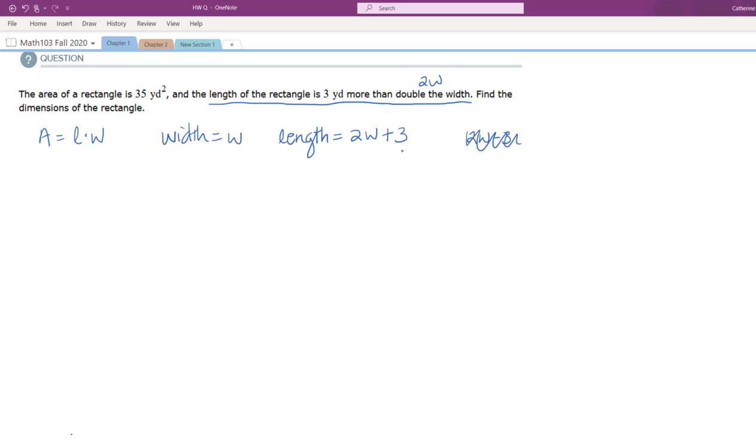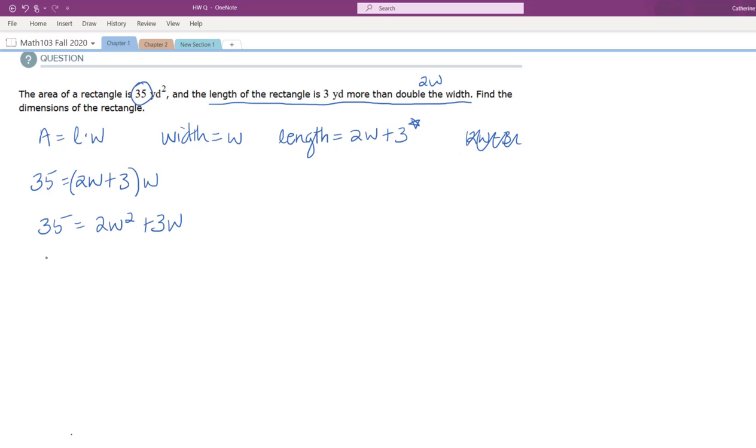So now that's kind of like the crux of the problem, because everything else is going to go sort of like clockwork from here. We're told the area is 35. We have an expression for our length, which is 2W plus 3, and we're just using W for the width. So let's distribute this and clean it up and see what we've got. So we have 35 is equal to 2W squared plus 3W.